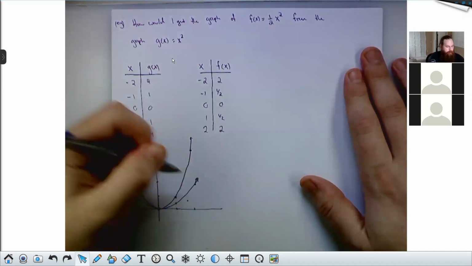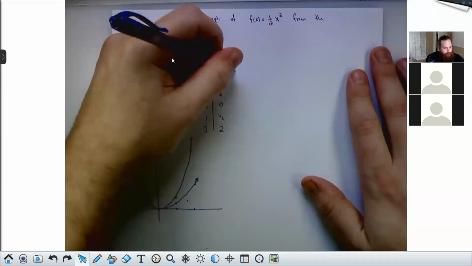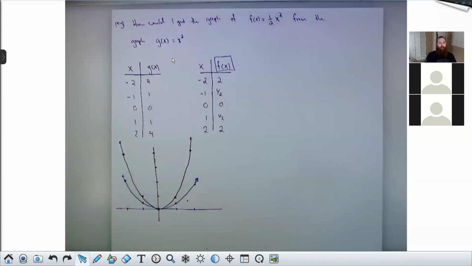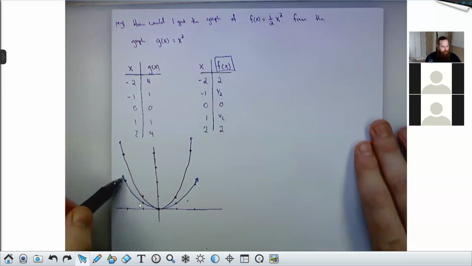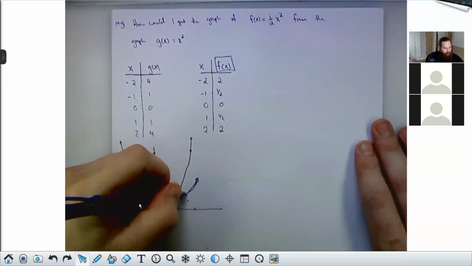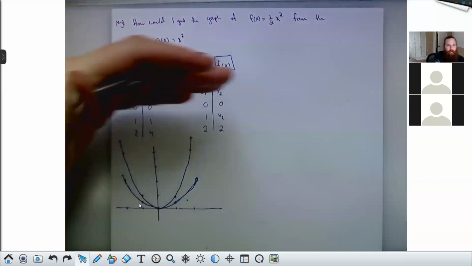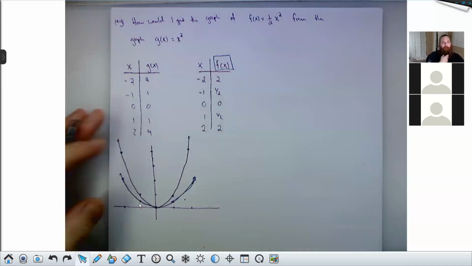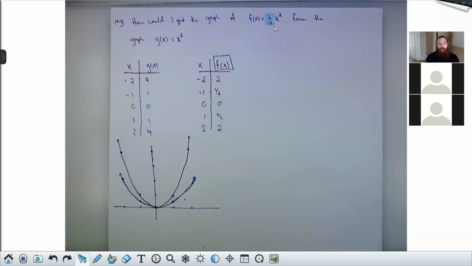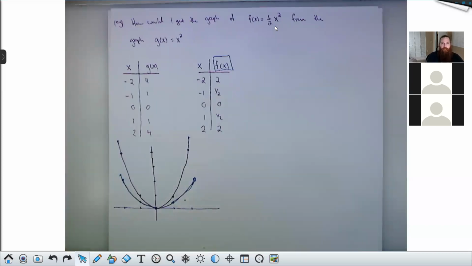So what's the relationship between the blue and the purple? F of x here is the blue. The blue has been smooshed down vertically. Can everybody see that? The blue guy has been smooshed down vertically from the purple guy. You take the purple guy and you get the blue guy. That's because this guy has been scaled by a factor of 1/2. This is a vertical scaling.